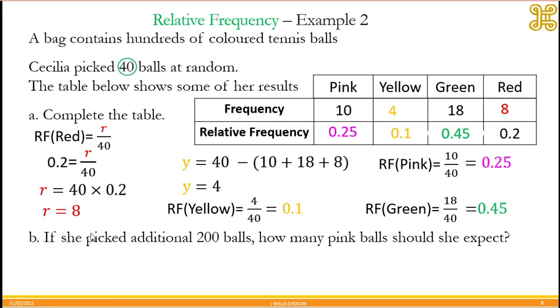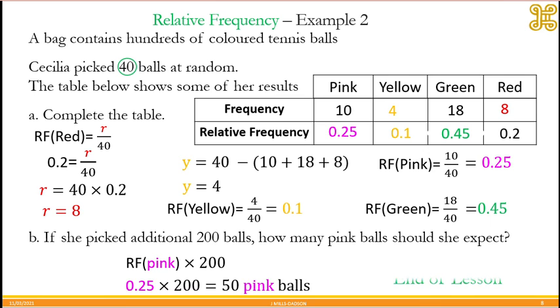Now, having completed this, we are supposed to work out how many pink balls should we expect to be picked out of 200 balls. Picking a pink out of 40 balls was 0.25. We're going to use this one to scale up our answer. So it's 0.25 times the number of trials. So probability, relative frequency of pink, which is the same probability, times it by 200. That's 0.25 times 200. And that will give us 50 pink balls. It's expected to be picked out of 200 balls.